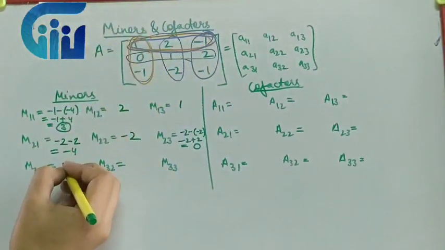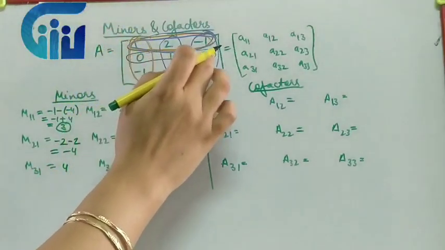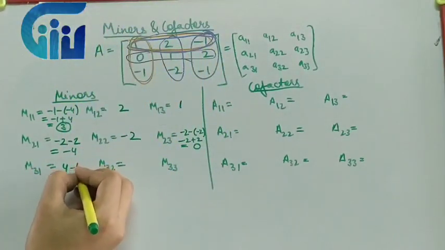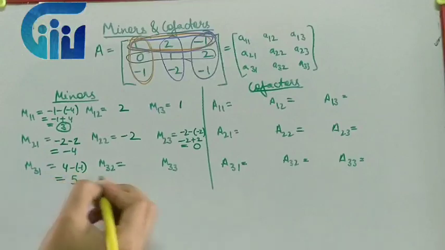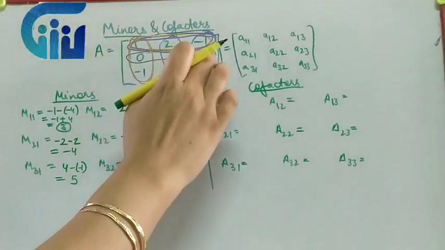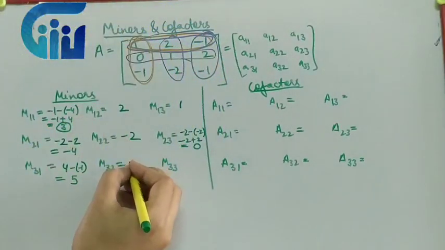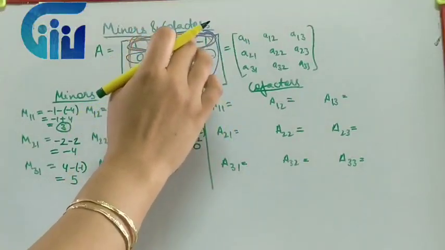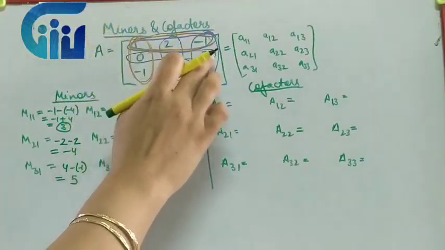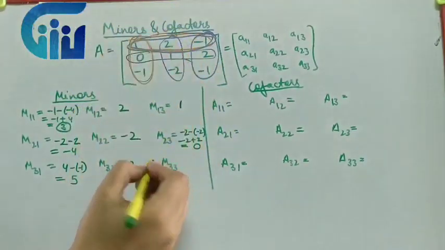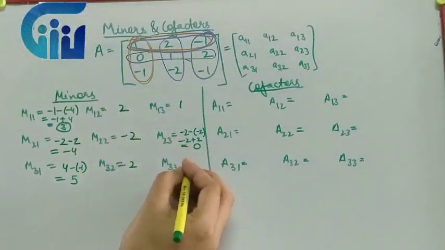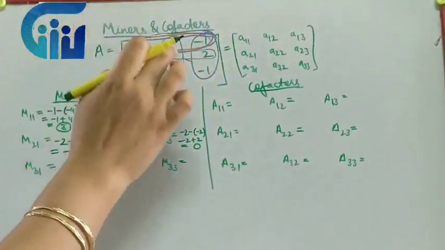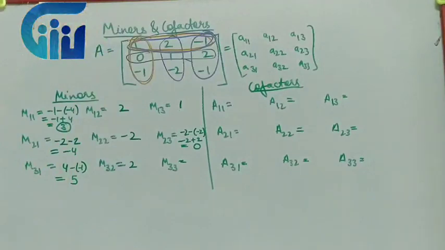Then M31, we'll cover it like this. 2 into 2, 4. 2 into 2, 4 minus 1. So this is 5. M32, we will cover it like this. 2 into 1 is 2. Then 2 into 2, 2 into 1 is 2, minus 2 is 0. So answer is 2. M33, I'll cover the last element. 1 into 1 is 1. 0 into 2 is 0. So this is my minor.